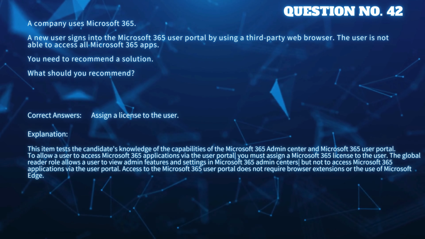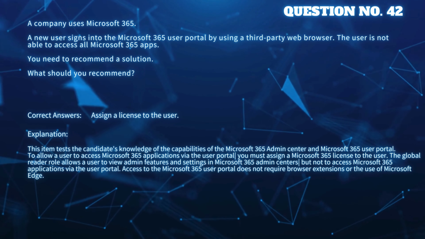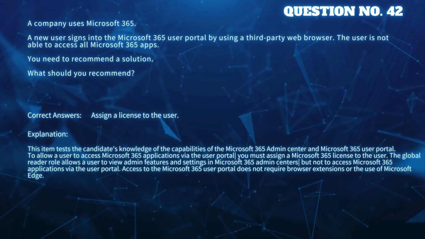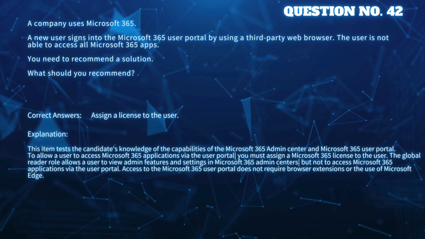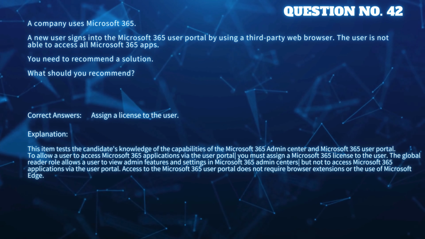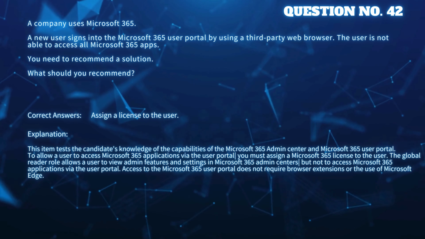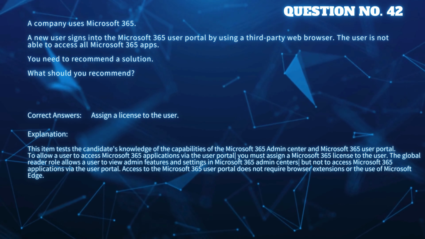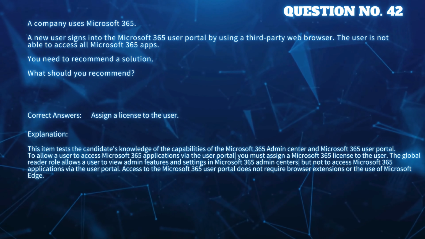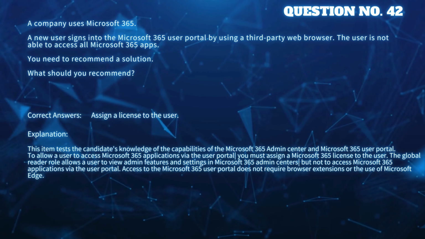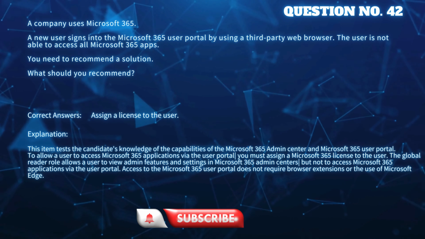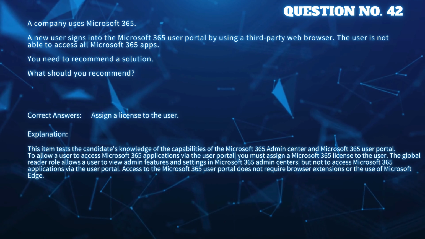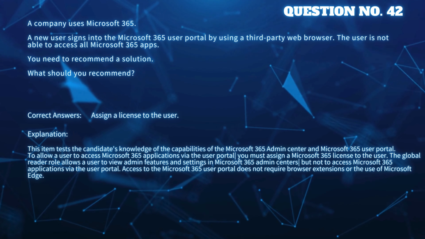Explanation: this item tests the candidate's knowledge of the capabilities of the Microsoft 365 Admin Center and Microsoft 365 User Portal. To allow a user to access Microsoft 365 applications via the user portal, you must assign a Microsoft 365 license to the user. The Global Reader role allows a user to view admin features and settings in Microsoft 365 admin centers, but not to access Microsoft 365 applications via the user portal. Access to the Microsoft 365 user portal does not require browser extensions or the use of Microsoft Edge.